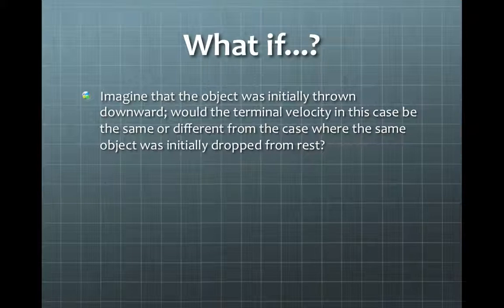Also, terminal velocity will be reached faster unless it was thrown faster than the terminal velocity. Then in that case, it depends on how much faster than the terminal velocity it was thrown. So the initial velocity of the object has no influence on the terminal velocity.